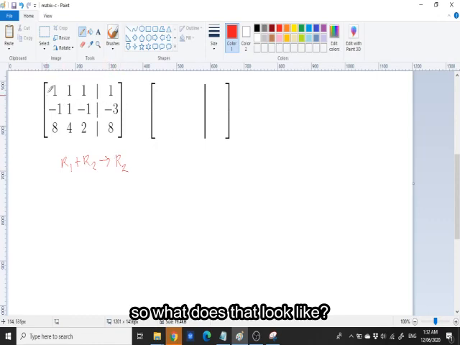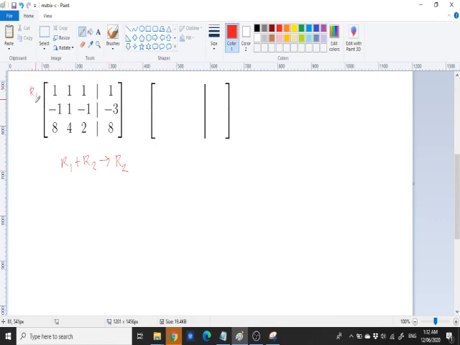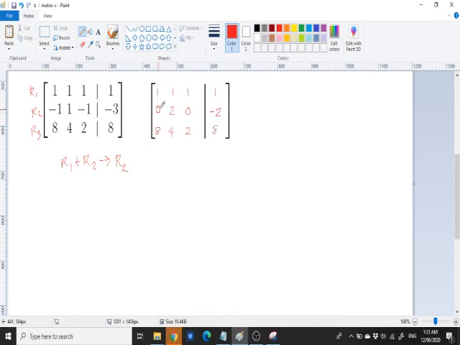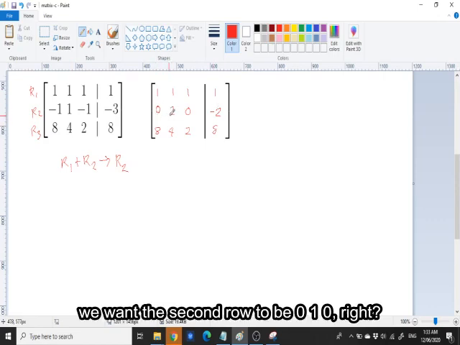So what does it look like? This is row 1, this is row 2, and this is row 3. So row 1 plus row 2, 1 plus negative 1 is 0. So that's what we're going to write in the second row. 1 plus 1 is 2. 1 plus negative 1 is 0. And then 1 plus negative 3 is negative 2. Okay. All the rest are the same, so just copy them. So we want the second row to be 0, 1, 0, right?